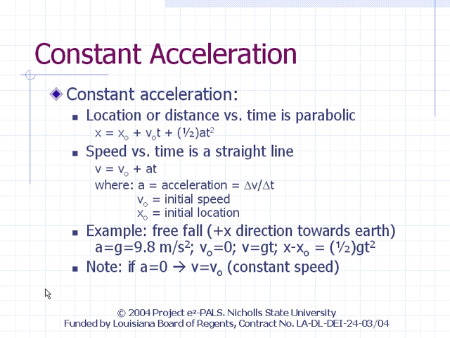Since v is positive if the object is moving in the positive direction and negative if moving in the negative direction, acceleration also has an algebraic sign associated with it. Acceleration is positive if the object is speeding up while moving in the positive direction, or slowing down while moving in the negative direction. Conversely, acceleration is negative if the object is slowing down while moving in the positive direction, or speeding up while moving in the negative direction.